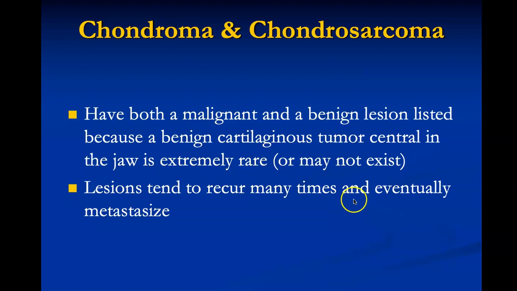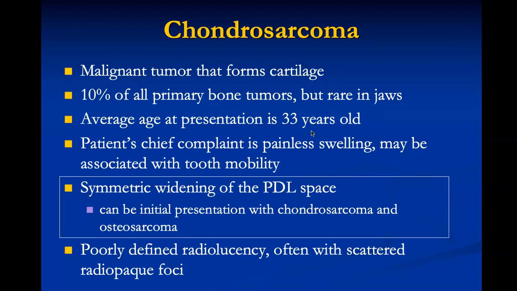So you should view any cartilaginous lesion in the jaw with suspicion, because the likelihood is it's going to be malignant or become malignant, or is a low-grade malignancy to begin with. So chondrosarcoma itself is a malignant tumor that forms cartilage. It makes up about 10% of all primary bone tumors. So the primary bone tumor is a tumor of bone that starts in the bone. All right, and average age of presentation is about 33 years old, so a fairly young age group.